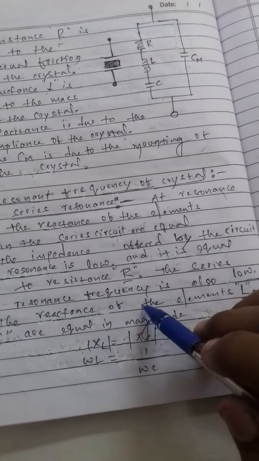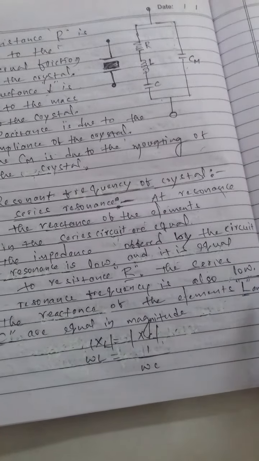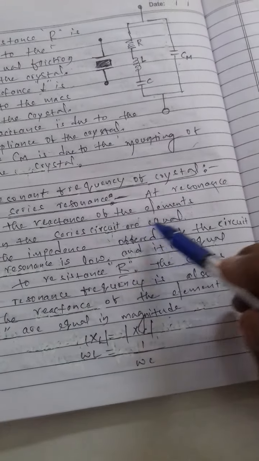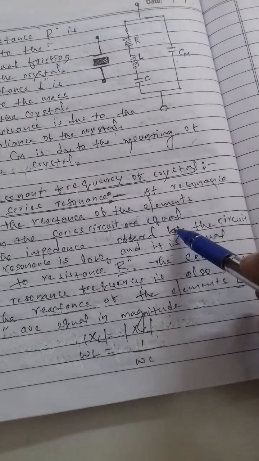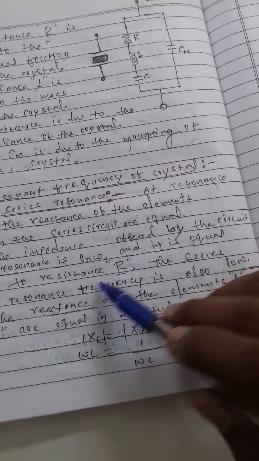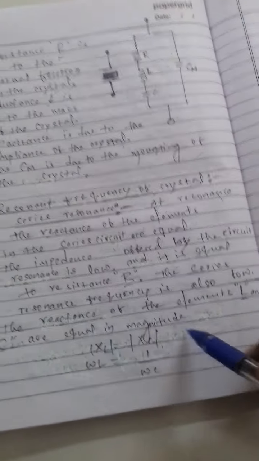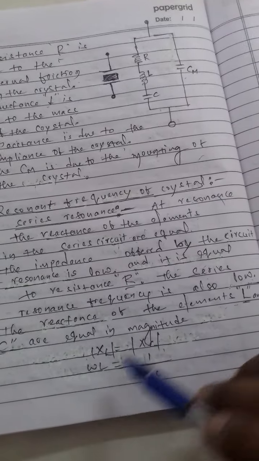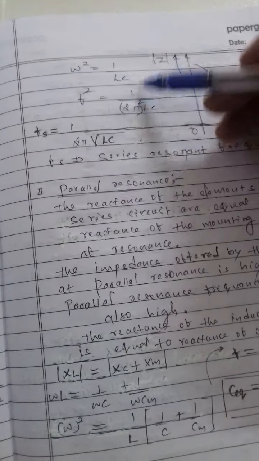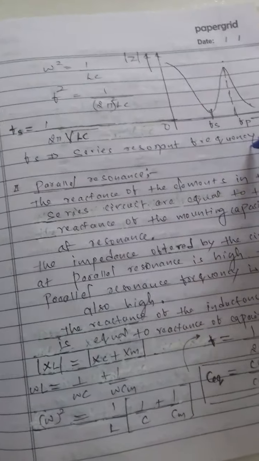The series resonance frequency is also low. The reactance of the elements L and C are equal in magnitude, so ωL is equal to 1 upon ωC. It is equal to F is equal to 1 upon 2π square root of LC, and it is the series resonant frequency.